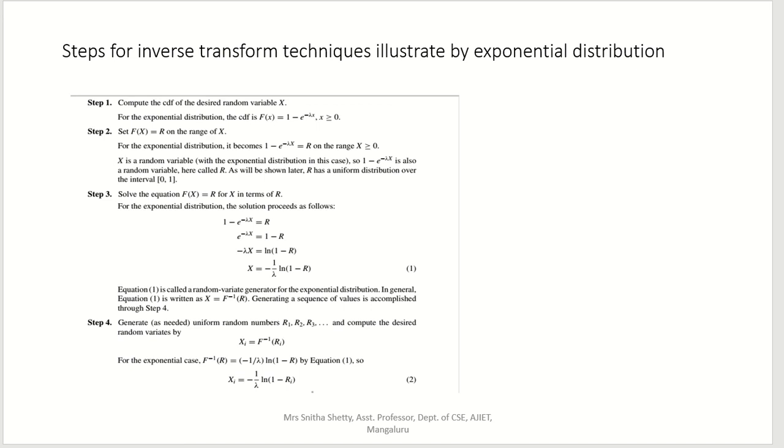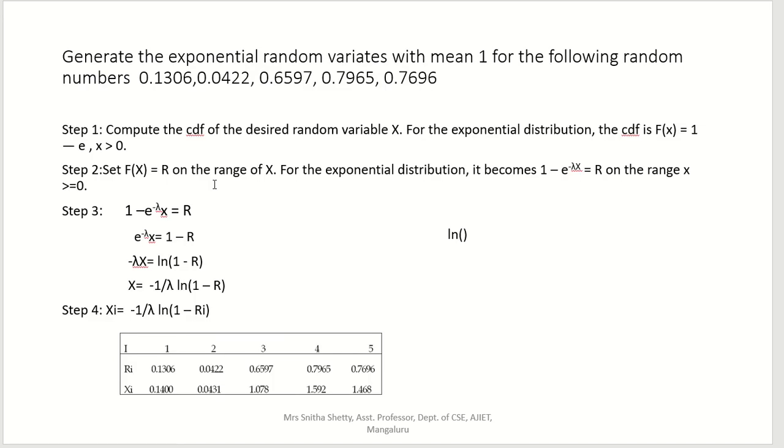Now let's look at the problem. The question says: generate the exponential random variate with the mean 1 for the following random numbers. The random numbers are 0.1306, 0.0422, 0.6597, 0.7965, 0.7696. So these are the random numbers.